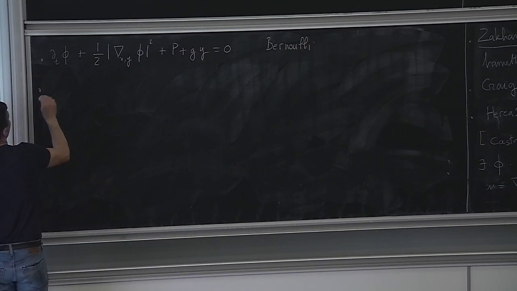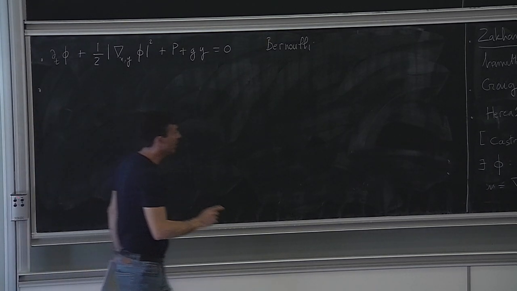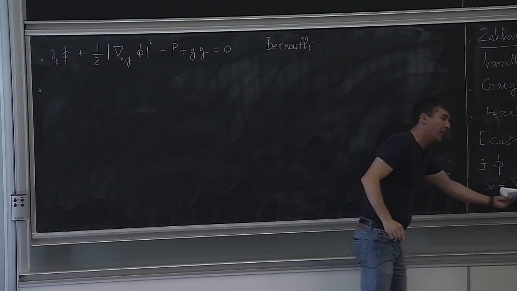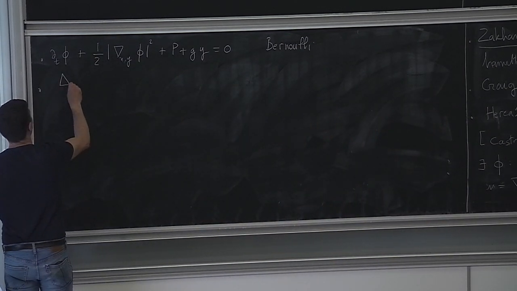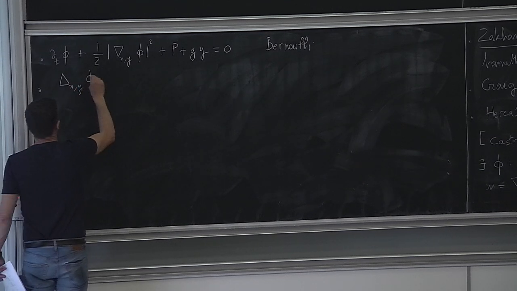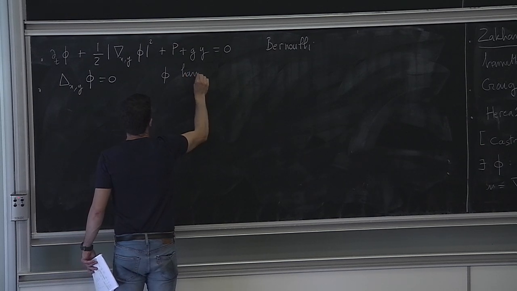A fundamental fact is that U is incompressible, divergence of U equals zero, which implies that the divergence of the gradient of phi is zero. In other words, phi is a harmonic function. This is essential. Phi is harmonic.